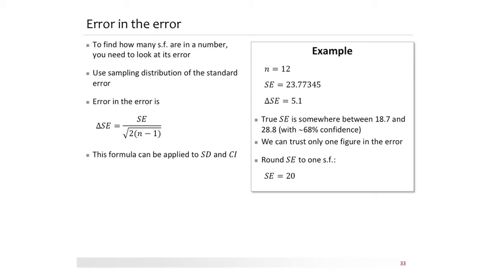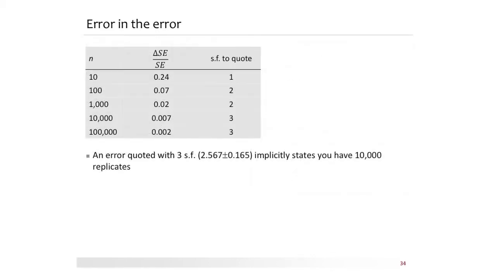The rest is just noise. So what you do, you find your error in the error, and that tells you how uncertain your error is. Here are a few examples. This is a sample size, and this is the fractional error of the error, so this error divided by standard error.